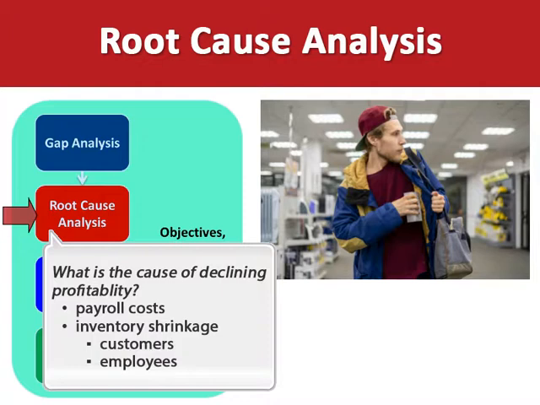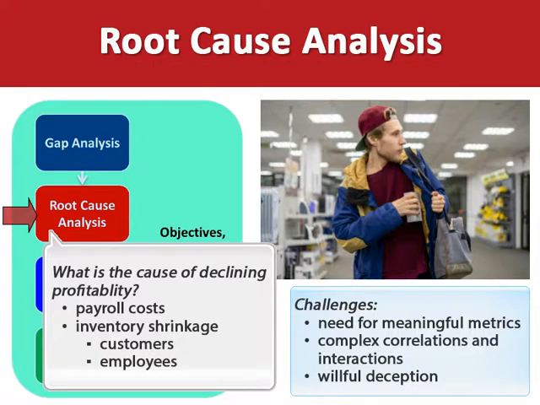Now, as before, there are many challenges to good root cause analysis. One, for example, is the need for a meaningful metric. If we go back to this payroll cost issue for a second, we can see that payroll costs may rise, but remember, Doug's sales were also rising. So maybe a more meaningful metric isn't just payroll cost, but payroll cost as a percentage of overall sales. These kinds of things need to be thought about.